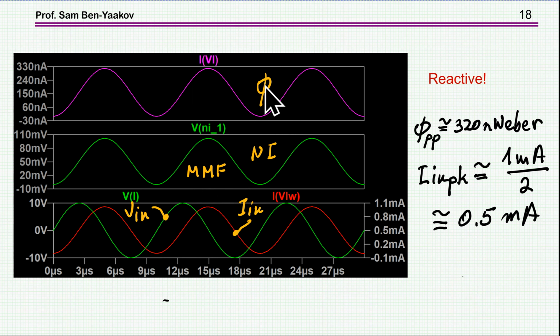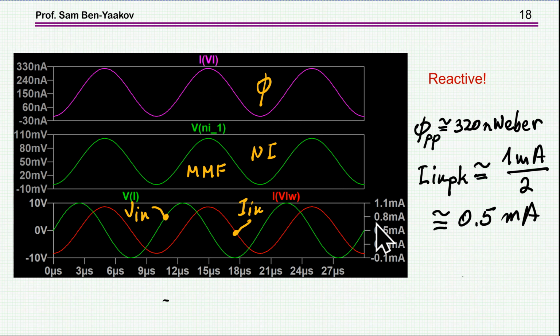Okay, so the flux is shifted from the input 90 degrees because it is related to the Faraday equation, which says that the voltage is related to the derivative of the flux, and if it is a sinusoidal waveform, then you have this phase shift. Now for the current, we find from the simulation that for this particular case, the peak to peak is 1 milliamp, and therefore the peak value is 0.5 milliamp. For the flux, we find that the peak to peak value is about 320 nanoweber. Okay, this is from this simulation.